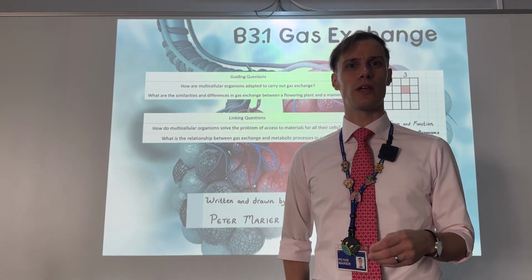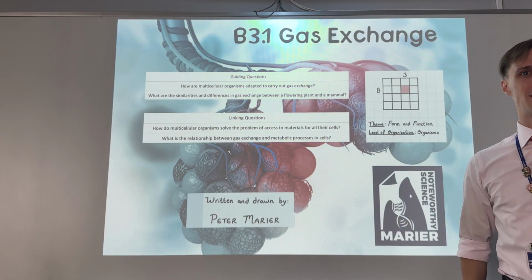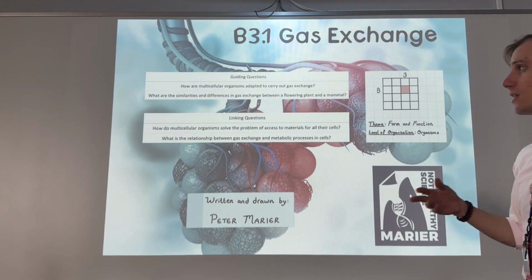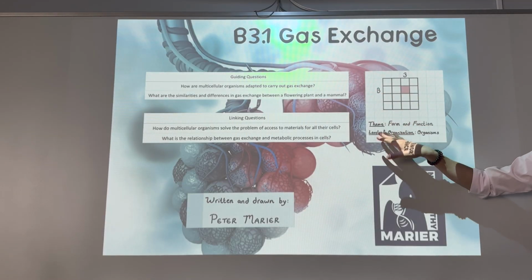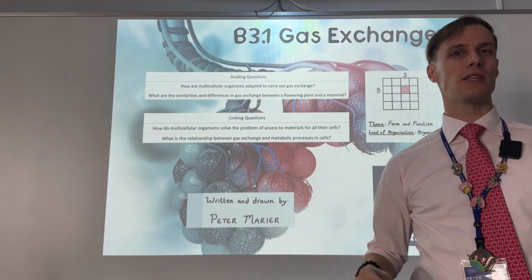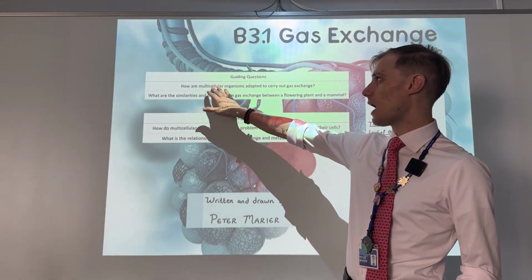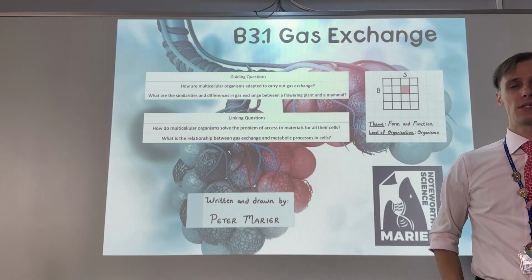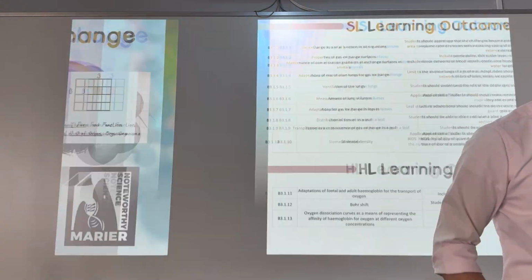Today we're going to be learning the additional higher level component of subtopic B3.1 Gas Exchange. Under the curriculum matrix, this falls under theme B, form and function, and the level of organization of 3, organisms. The guiding question that is relevant to the additional higher level component is the first one. How are multicellular organisms adapted to carry out gas exchange, specifically that of humans?